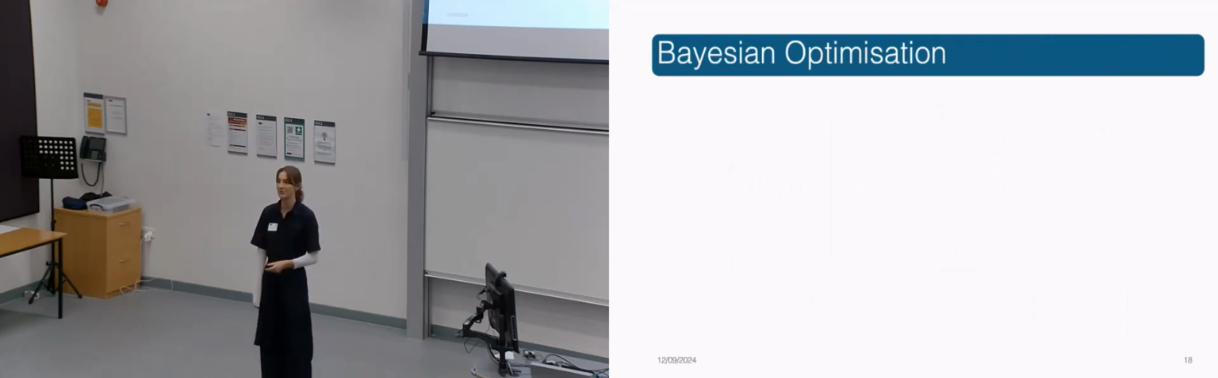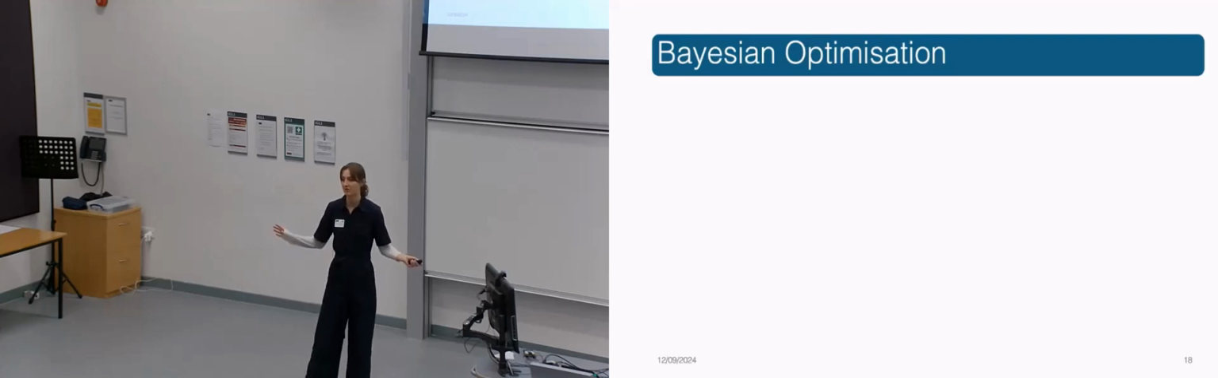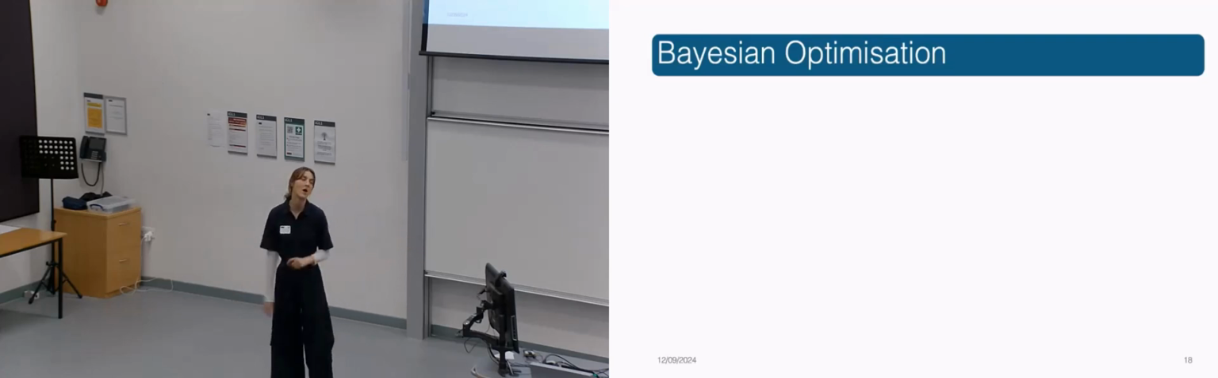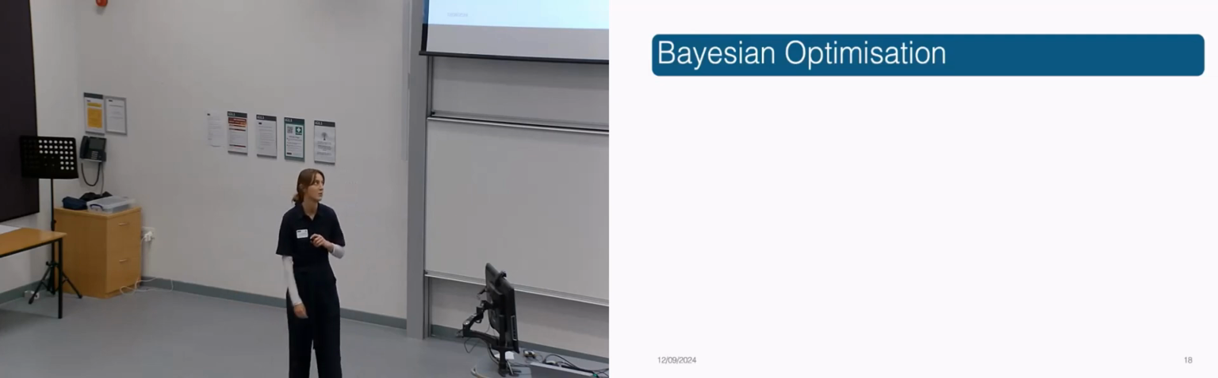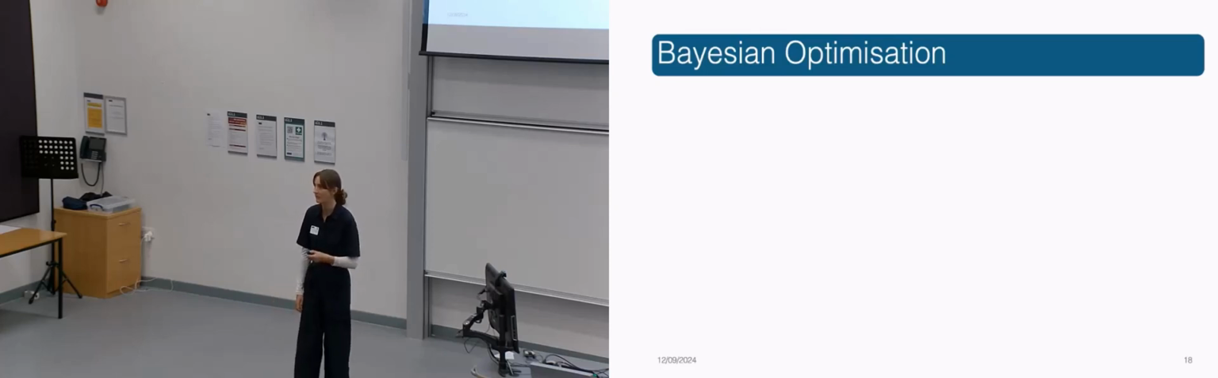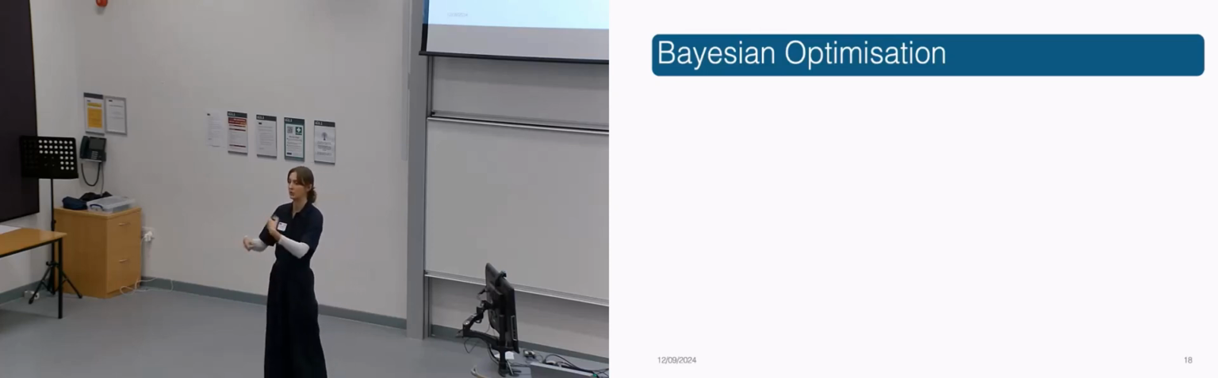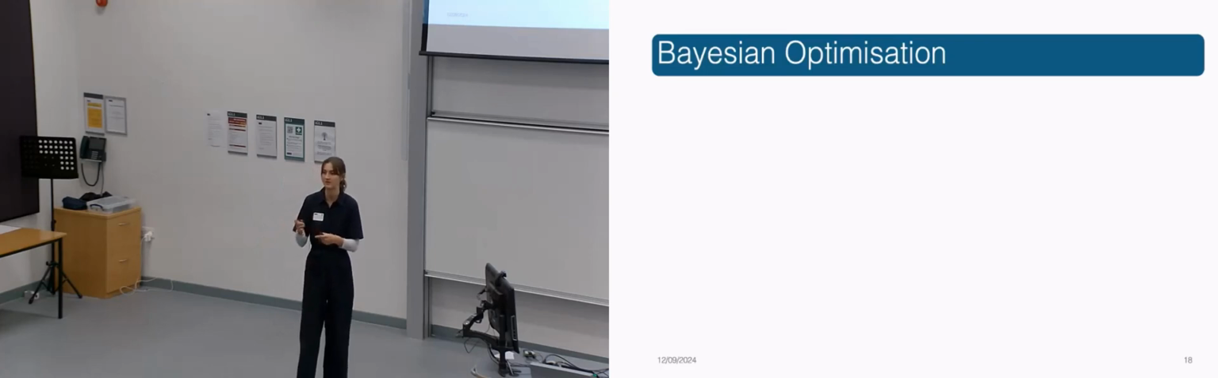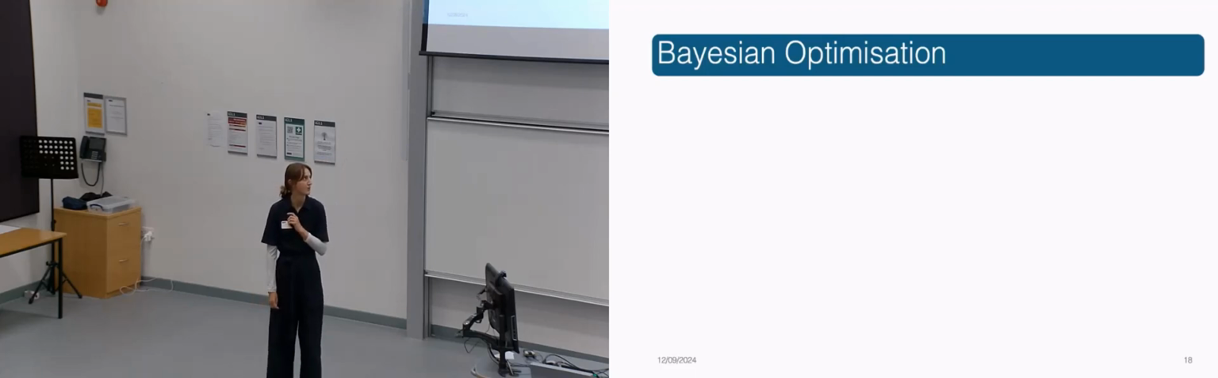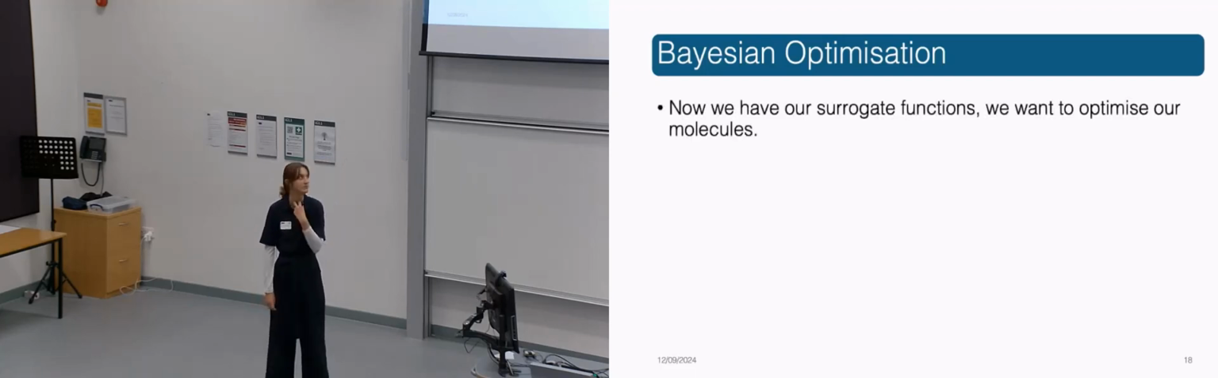Okay, now moving on to the Bayesian optimization part. So we have our surrogate model for our different competitors, or DNA strands. We want to optimize them now. We're doing a sequential optimization, so we're going to use Bayesian optimization.